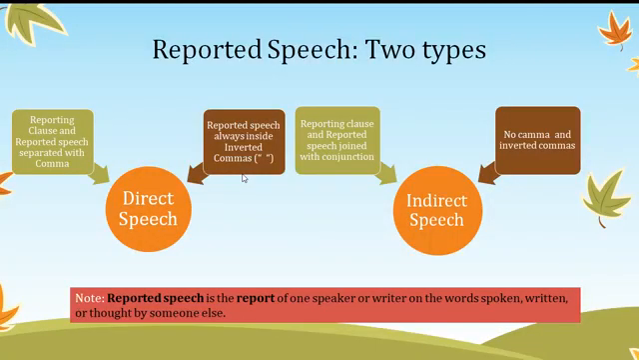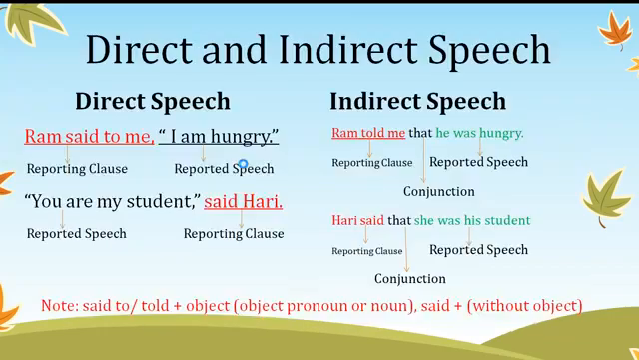You can go to this slide. See? Reporting clause and reported speech separated with comma, and reported speech always inside inverted commas. You have seen it over there. This I am hungry is the reported speech because it is always inside the inverted commas. That is called the reported speech. And Ram said to me is the what? Reporting clause.